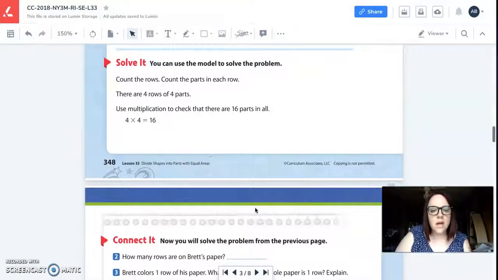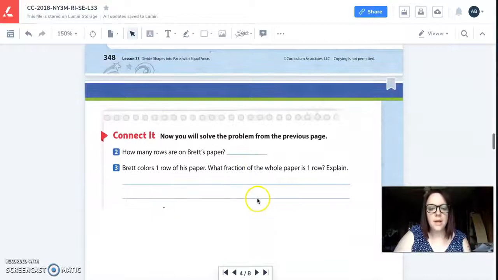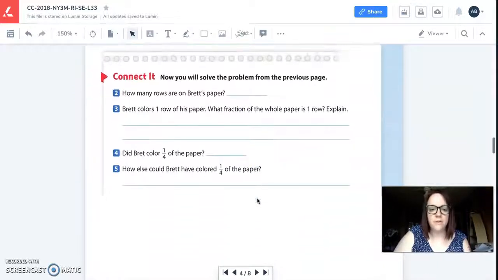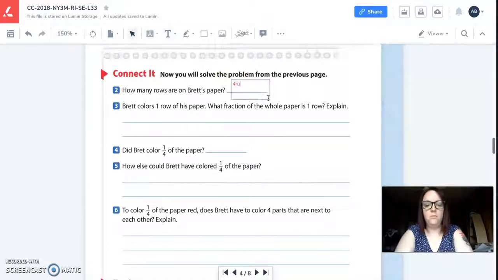Count the rows, count the parts in each row. So there's 1, 2, 3, 4 rows and 4 in each row. So we know that's 16. Perfect. Now you will solve the problem from the previous page. How many rows are on Brett's paper? Well, we just kind of answered that. So we said 4 rows.